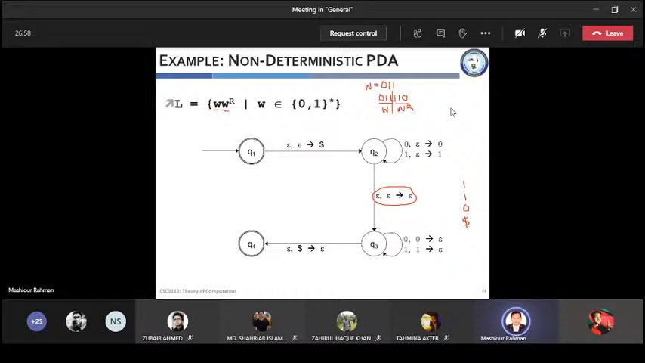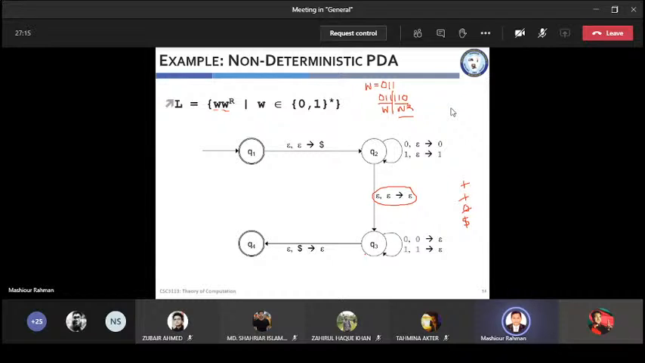Then for this one it will pop 1. For this one it will pop 1. For the 0 it will pop 0. So that means for W reverse it will pop each of them matching to each other. So it will be accepted.